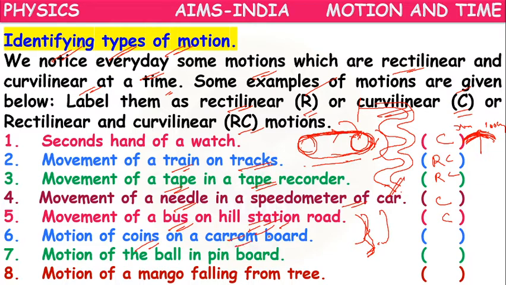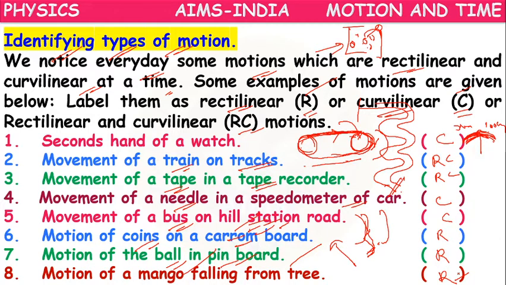Motion of coins on a carom board. Coins will move in a straight manner, rectilinear, R. Motion of a ball on a pin board. On a pin board, so many balls will be there. We will hit the ball, it will touch another ball, it will go and fall in the hole. So it is also rectilinear, R. Motion of a mango falling from a tree. It also falls in a straight line, R. So in this way, we can identify the motions as either rectilinear or curvilinear or both.